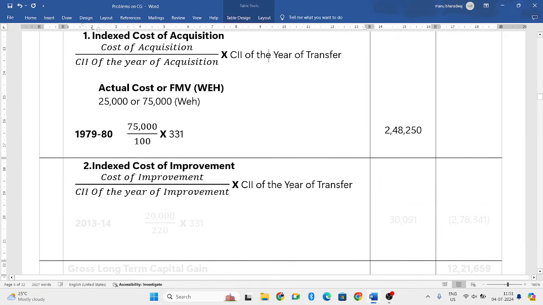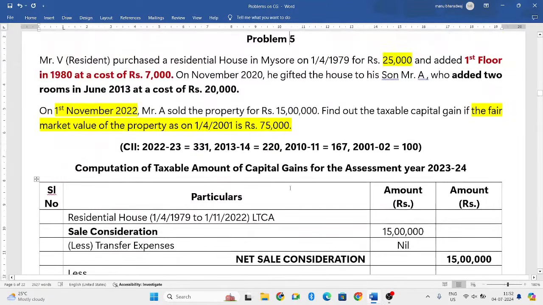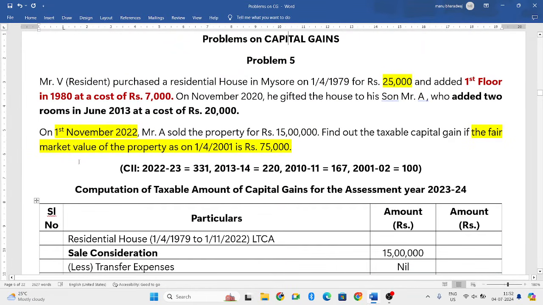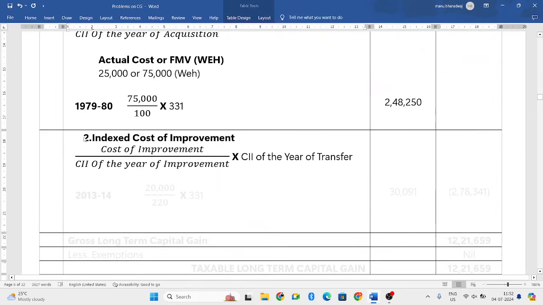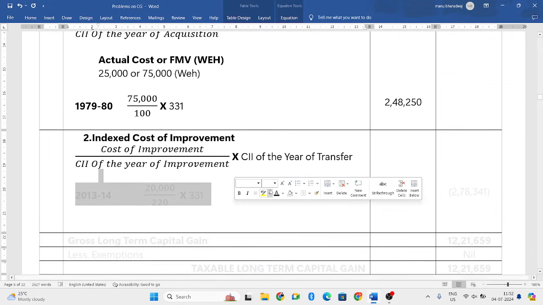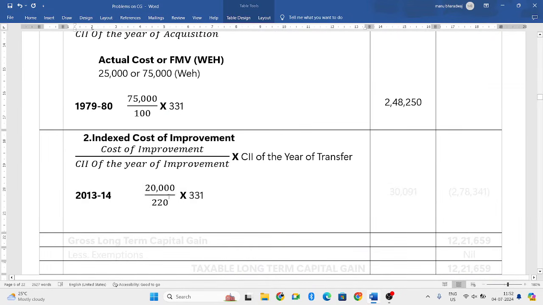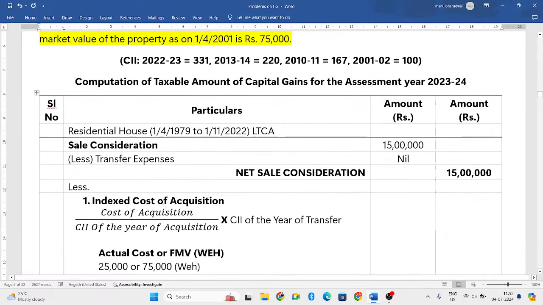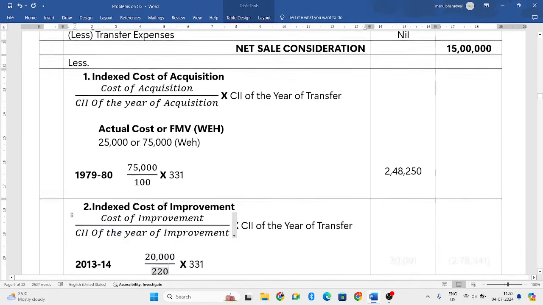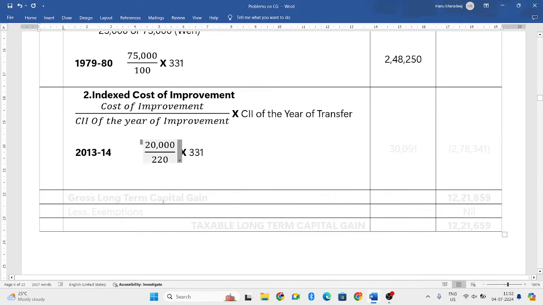From this, you have to subtract indexed cost of improvement. Let us check when the improvement was done. There are two improvements in the question. The first improvement was done in 1980, which we have to ignore because it is before 1/4/2001. One more improvement was done in June 2013 at a cost of 20,000. That should be considered. So in the year 2013-14, the cost of improvement is 20,000, and the CII of 2013-14 given in the question is 220, and by default the CII of the year of transfer is 331.